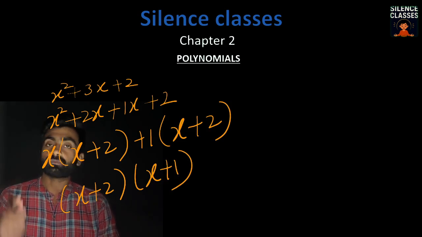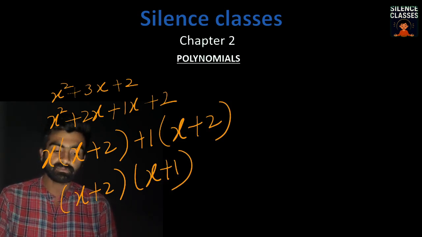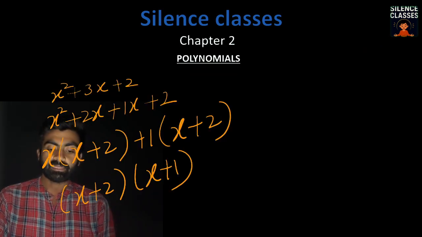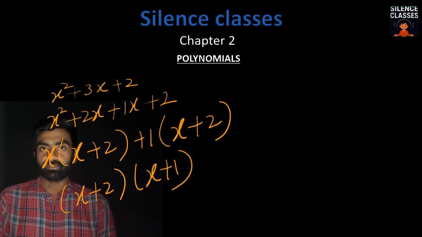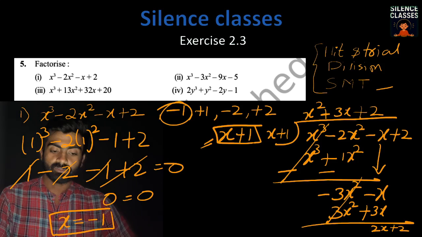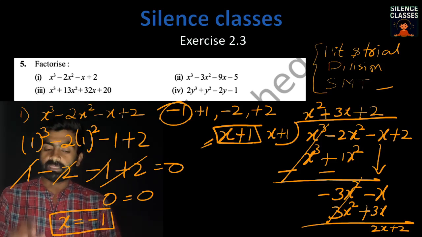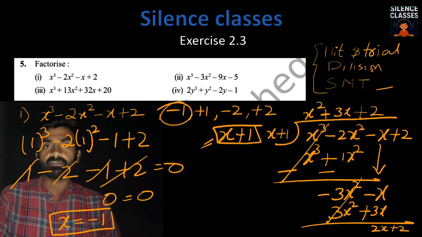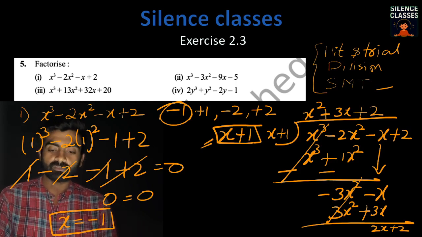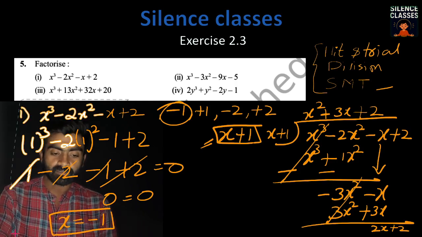So we got the factors. The first one is x plus 1, and x plus 2 and x plus 1. These are the factors of this particular equation. By doing this particular method, we can easily find out how we have to do it. I hope you guys understood how you have to do the particular question. Now let's move to the second part.